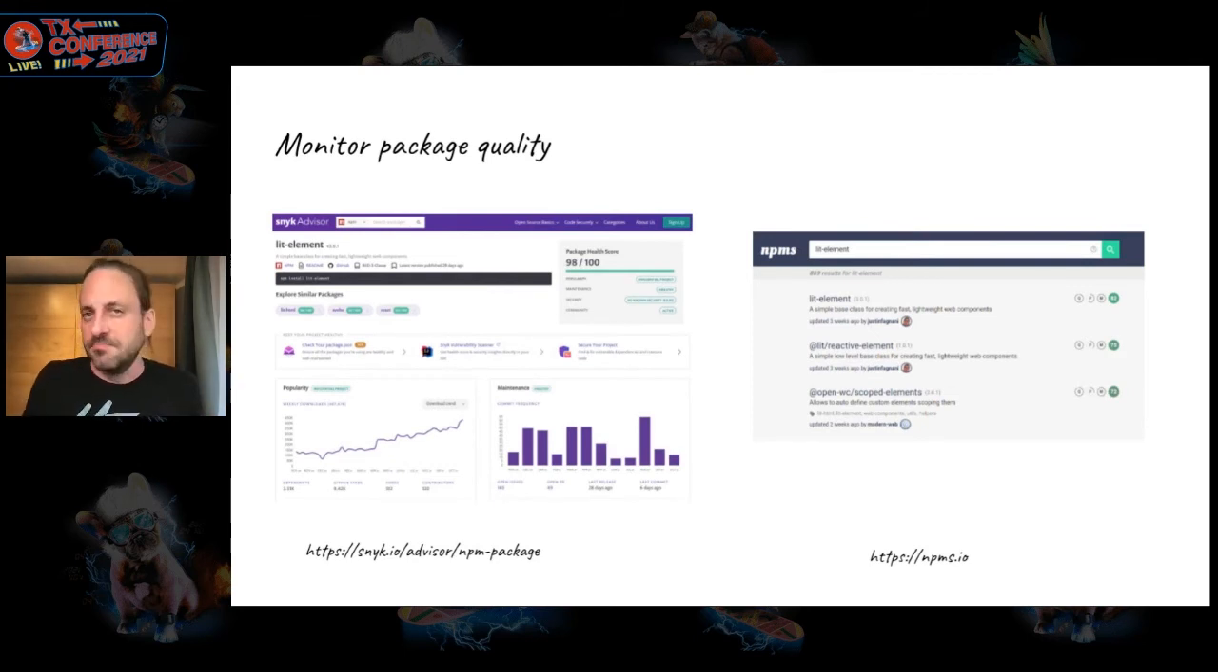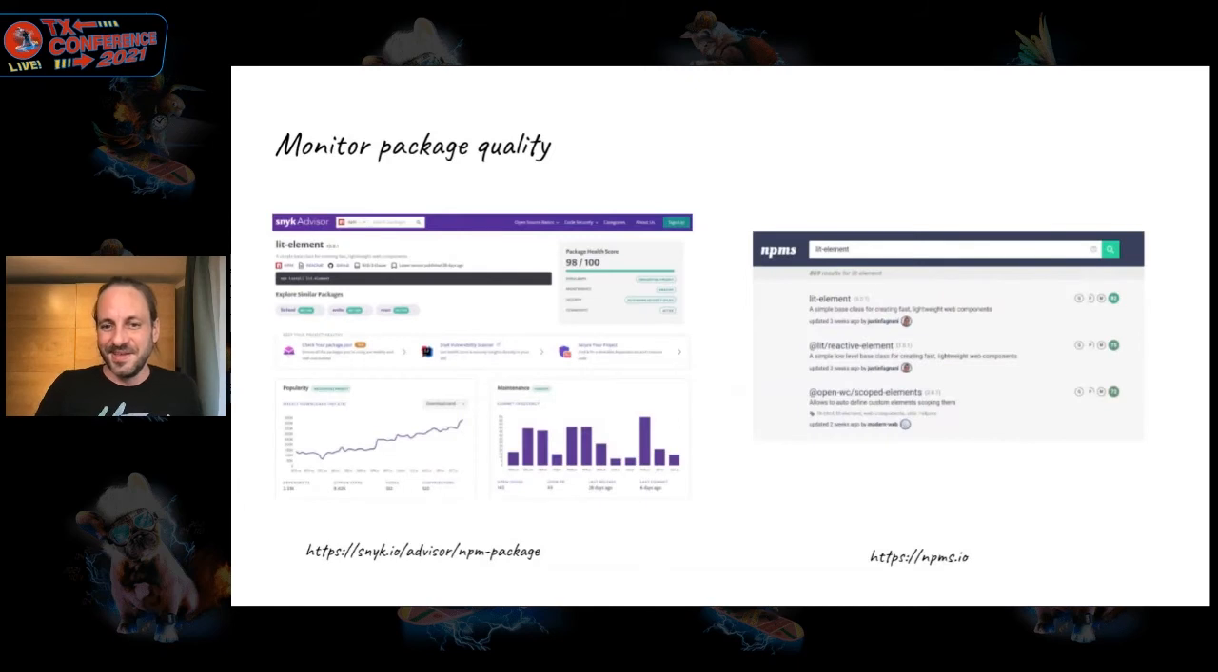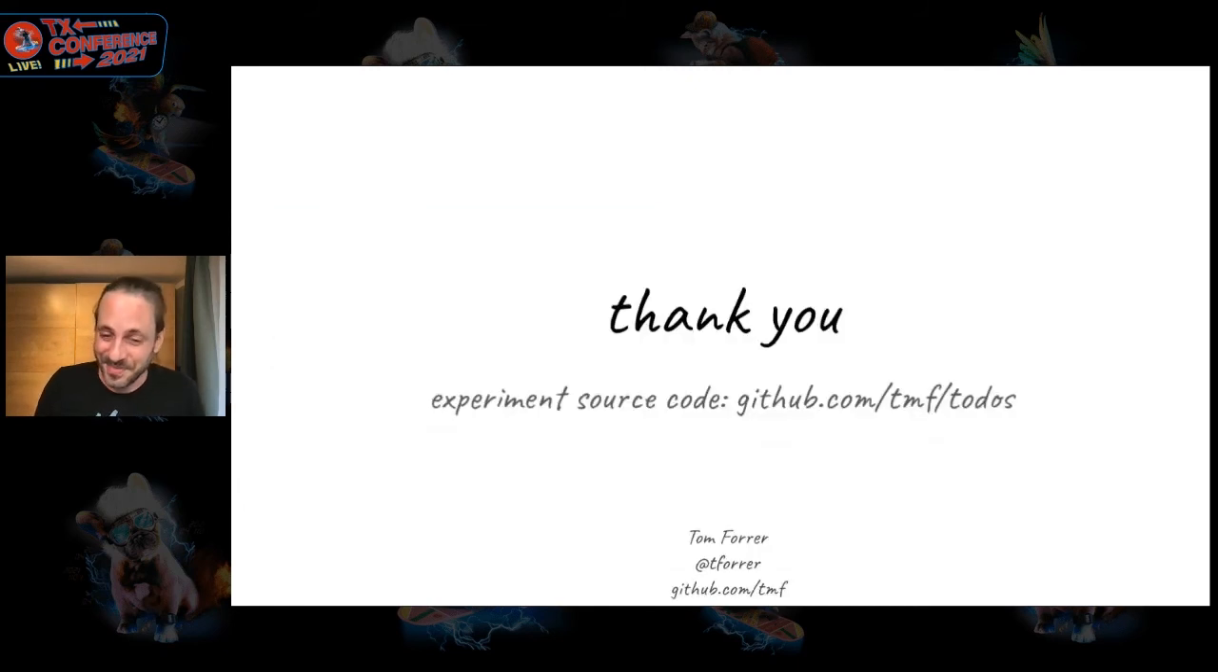The metrics might vary between each of those tools, so it is important to realize what you're looking for, especially, maybe going one slide back: maintained but stable dependencies, fewer dependencies, dependencies with shallow dependency graphs, where effects are not compounded. So, thank you. Check out the experiment source code. I hope you learned something today, and thank you for your attention.